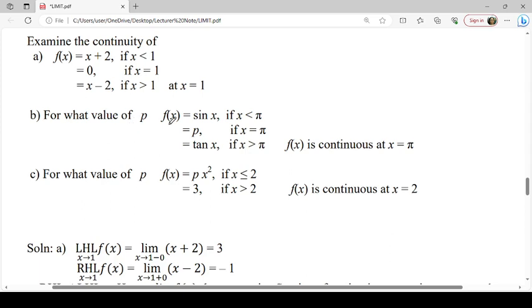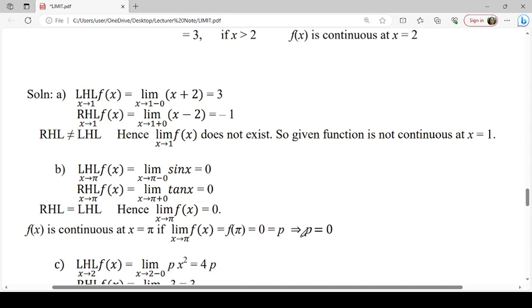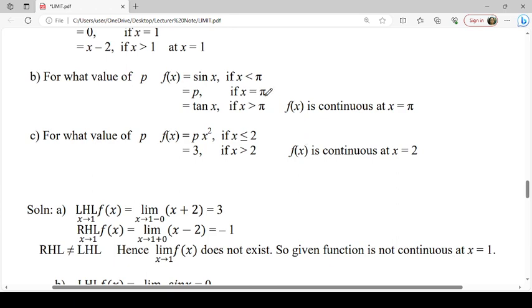Then for what value of p is f(x) equal to sin x for x less than pi. So left first we need to find the limit. When x is less than pi, sin pi is 0. When x is greater than pi, this value is 0. So for what value of p? We need to write the value 0 here. So this is the answer. So we write p equal to 0, because f of pi, when we write x equal to pi here, this value should be 0, then only we can have a continuous function.